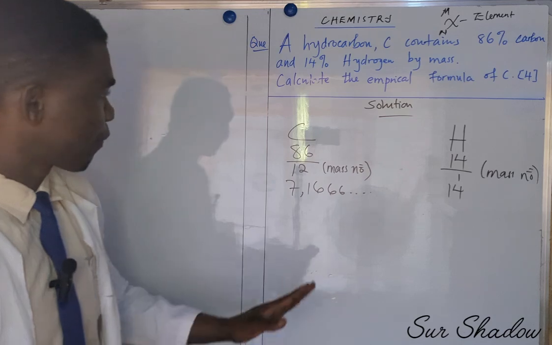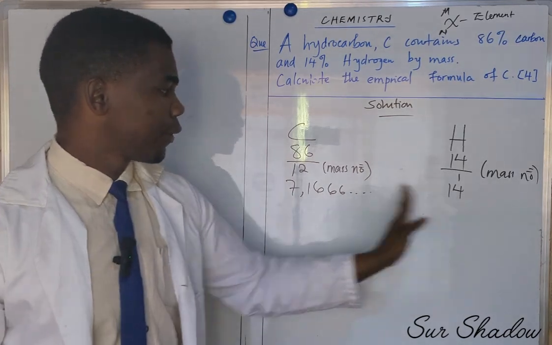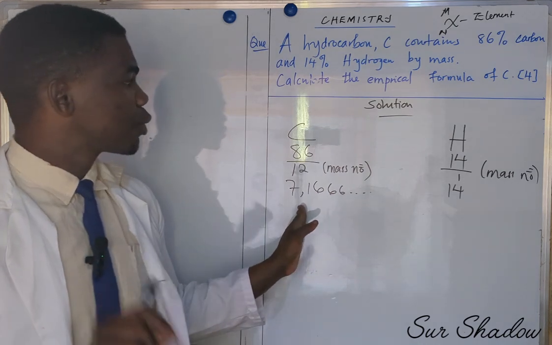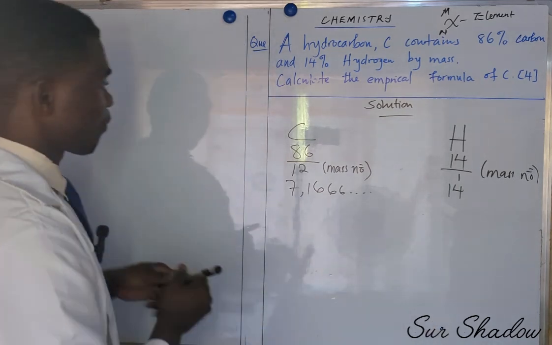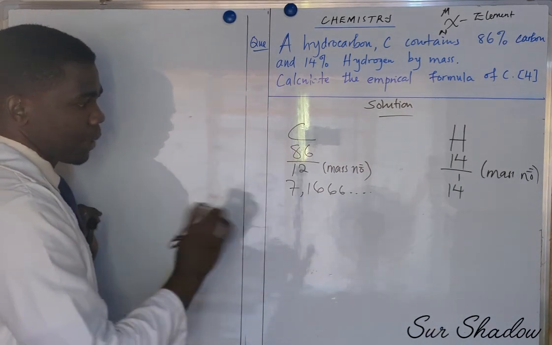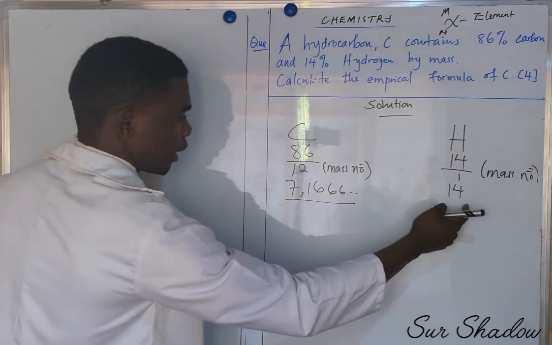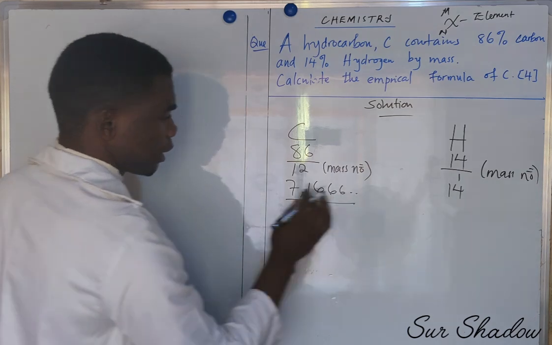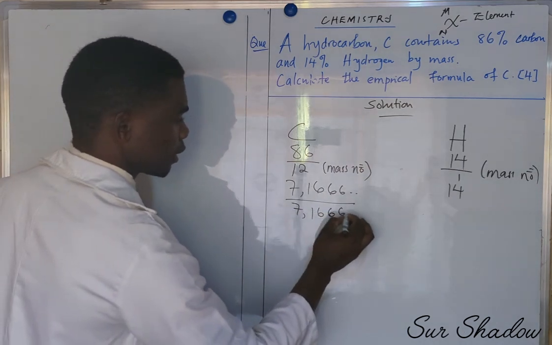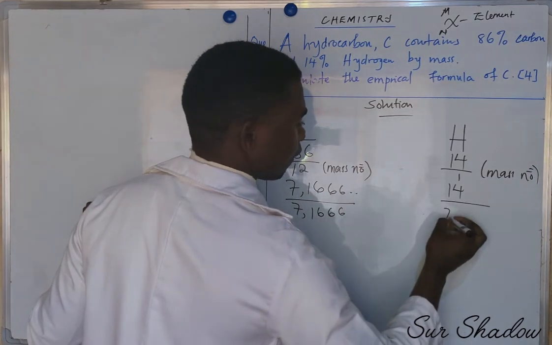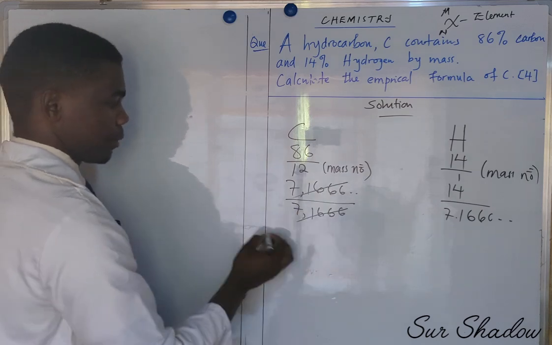So from there, we come up with this number, right? Remember, we want to come up with the empirical formula. How many carbon do we have? How many hydrogen do we have? So the third step now is to divide by the smallest ratio. Which one is the smallest ratio here? We have 7 point something, we have 14. This one is the smallest ratio. So I have to say 7.1666 and so forth. Then here we divide by 7.1666 and so forth. This will cancel this.